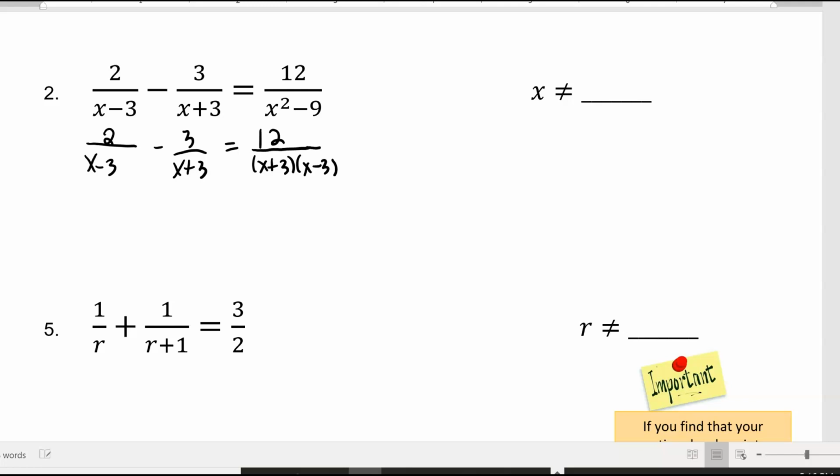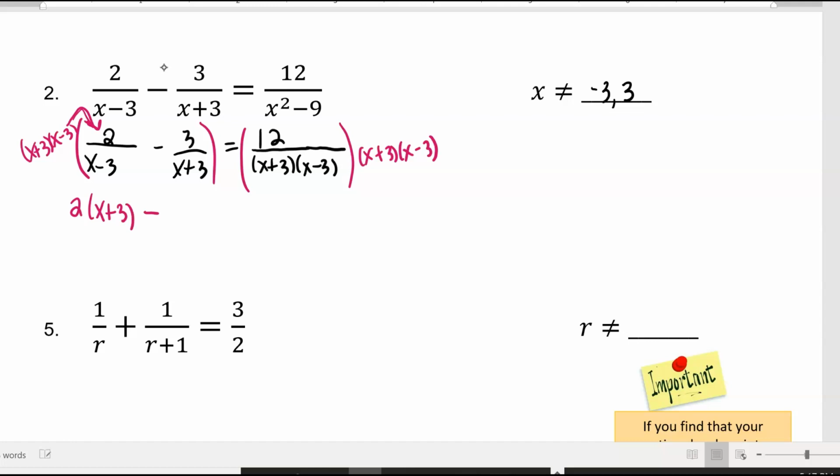So what are the restrictions? The restrictions are negative 3 and positive 3. And our LCD is x plus 3 times x minus 3. So on the left side, when we distribute this, notice that the x minus 3's would cancel, and we're left with 2 times x plus 3 minus, when we distribute over here, the x plus 3's would cancel. We have 3 times x minus 3 left over equals, and on the right side, everything will cancel, and you have just 12 left. So that's 2x plus 6 minus 3x plus 9 equals 12.